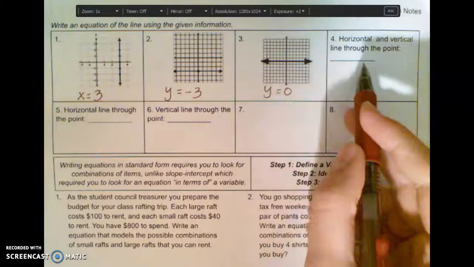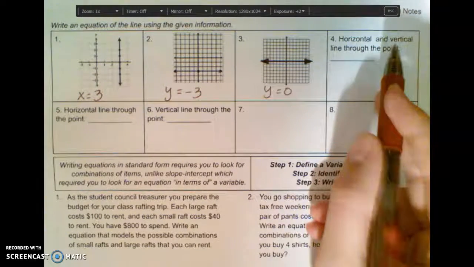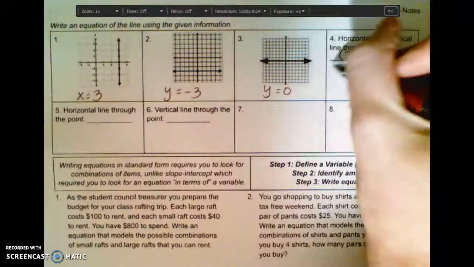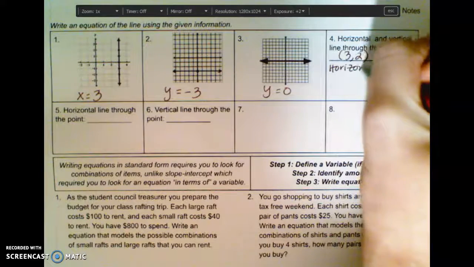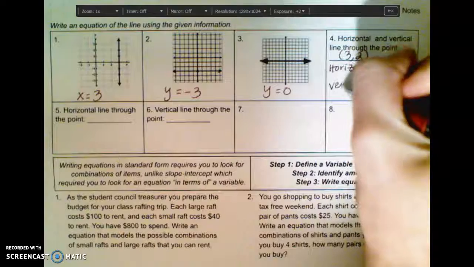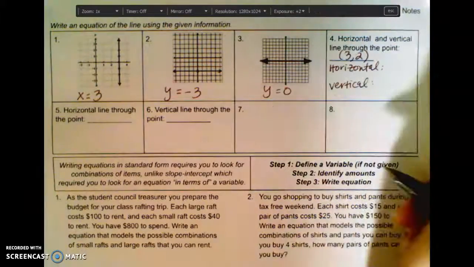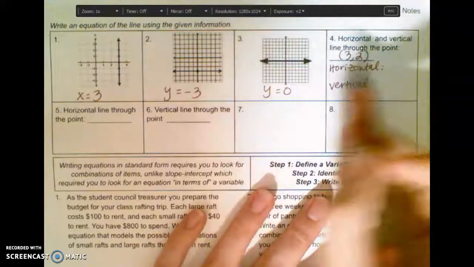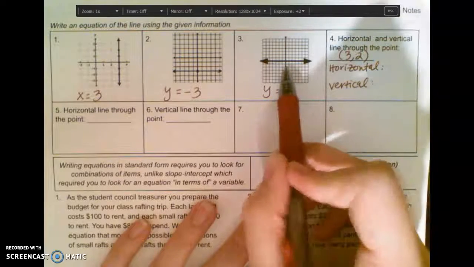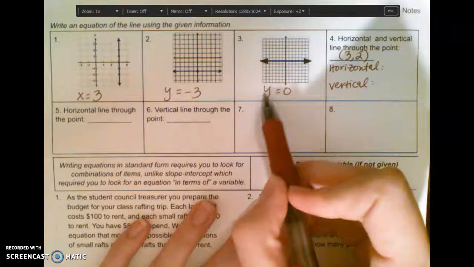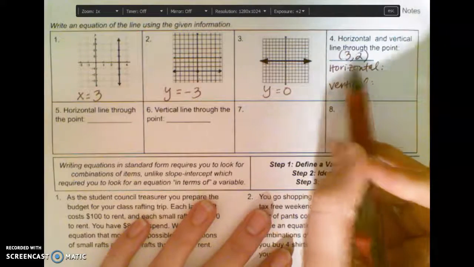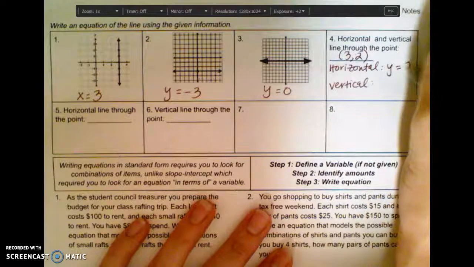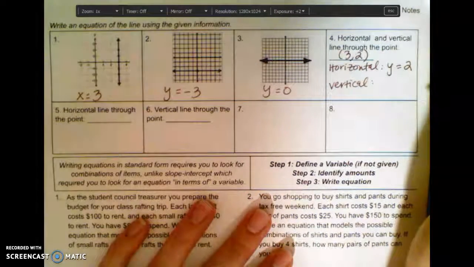So let's look at some ordered pairs. We're going to write the horizontal and vertical line through the point 3, 2. So I'm just going to label our horizontal and our vertical, and let's write equations for those lines. Well, the horizontal line through this point means the line going side to side. How did we write horizontal line equations over here? They're always y equals. So my horizontal line through this point is going to be y equals whatever that y value is, which in this case is 2. Horizontal is always y equals.